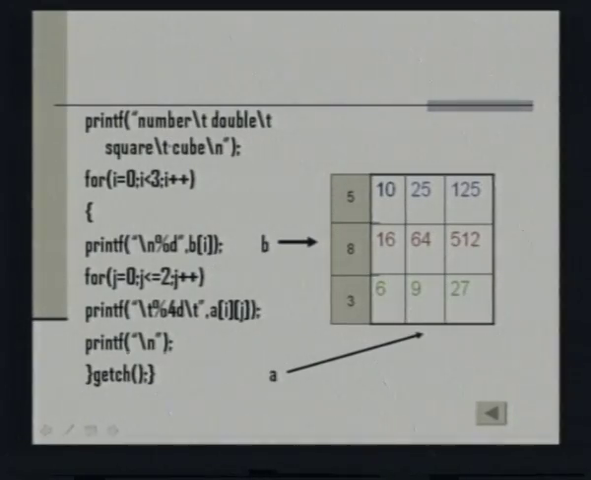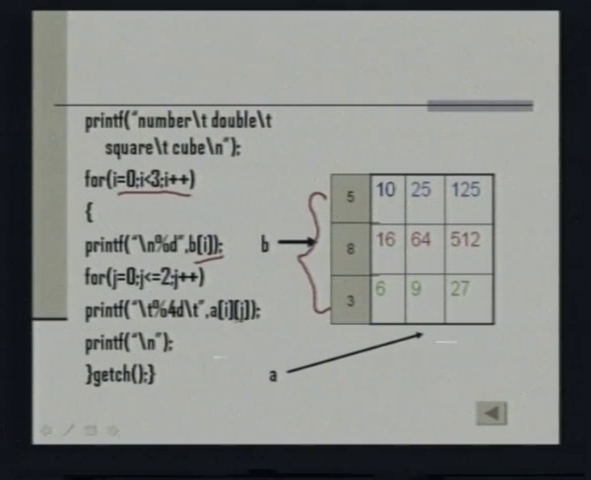Now I have to display them. So I am printing the heading: number, double, square and cube. Again up till 3 elements. Printing b of I, so this b of I is printed here, 5, 8 and 3. And then from 0 to 2 I am printing a of I comma j. So this j gets incremented each time. I is incremented over here.